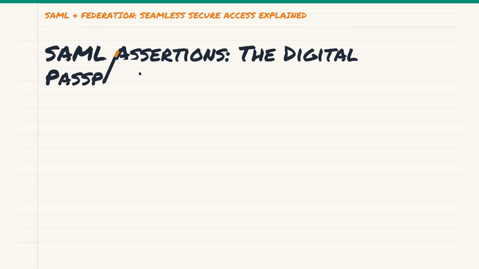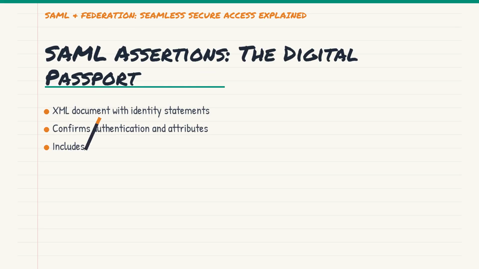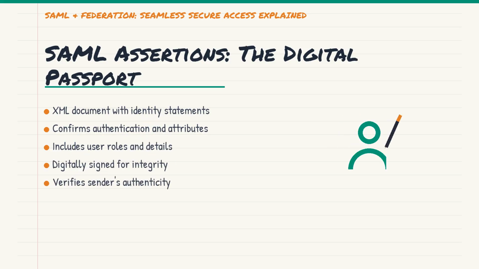So, what's actually being passed around? That's the SAML assertion. It's an XML document that contains statements about the user's identity and attributes. There are a few types. An authentication assertion confirms you logged in, an attribute assertion provides details like your department or role, and an authorization assertion confirms authorization. The really cool part is that these assertions are digitally signed by the IdP. This signature is crucial because it's how the SP can cryptographically verify that the assertion actually came from the trusted IdP and hasn't been tampered with along the way. It's like having a tamper-proof seal on your passport.